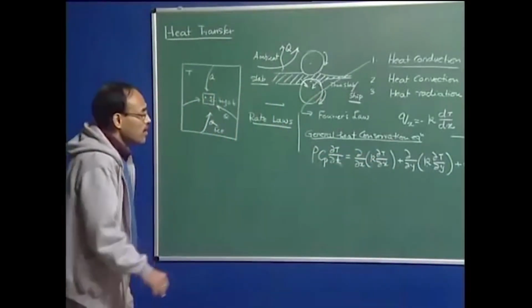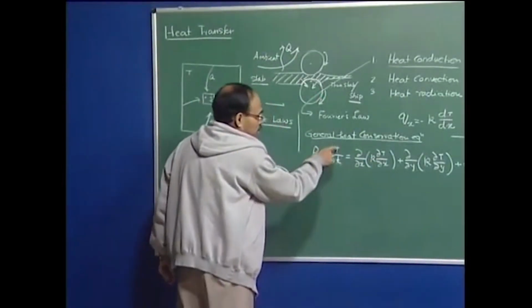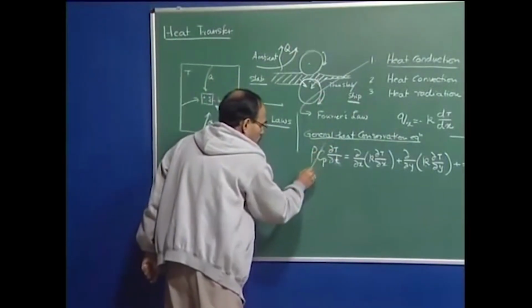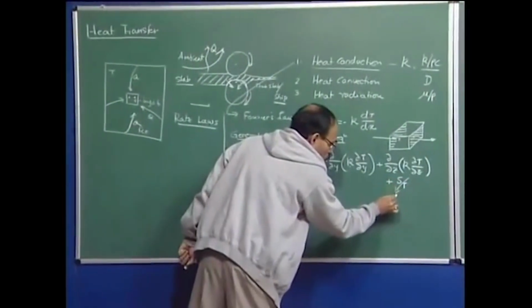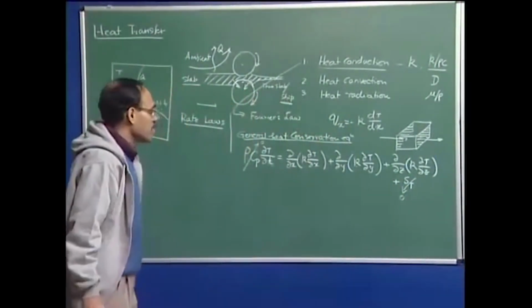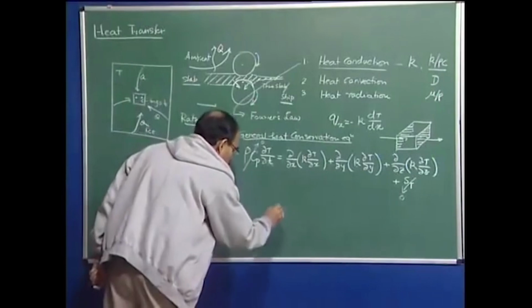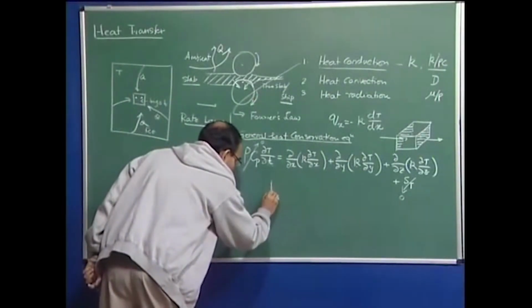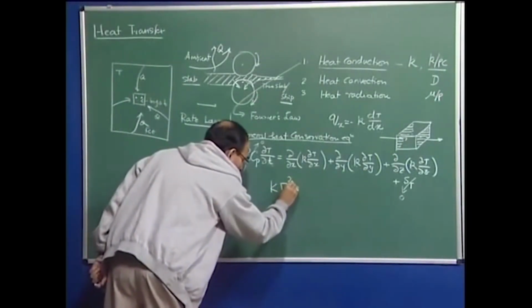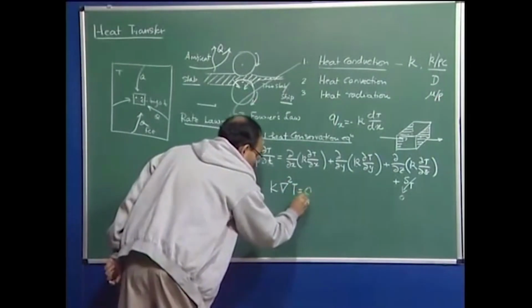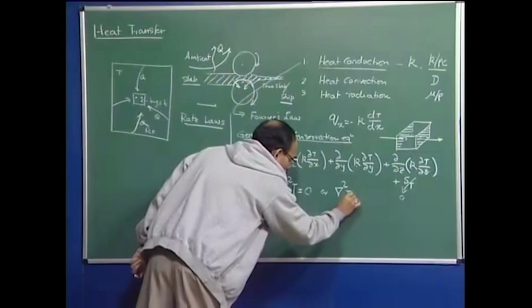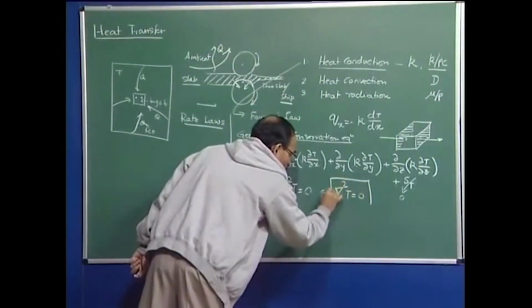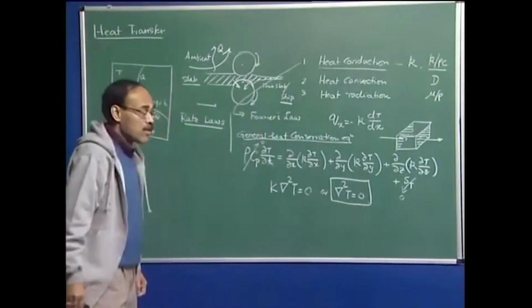Or alternatively, if we assume that it is a steady state process, this term will become equal to 0. If there is no heat source term, which is also equal to 0, and if k is constant, in that case we get a very popular equation. The name of this is the Laplace equation.